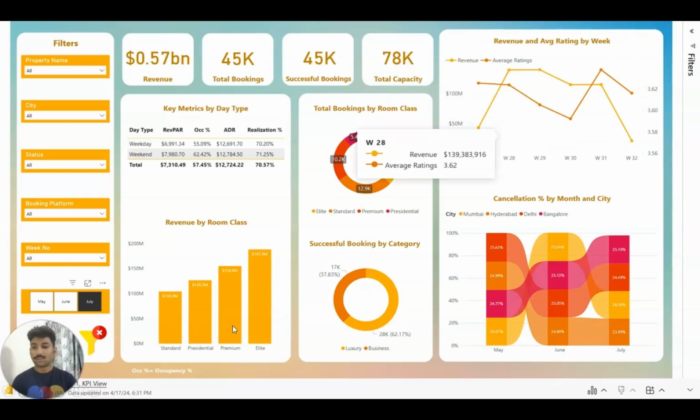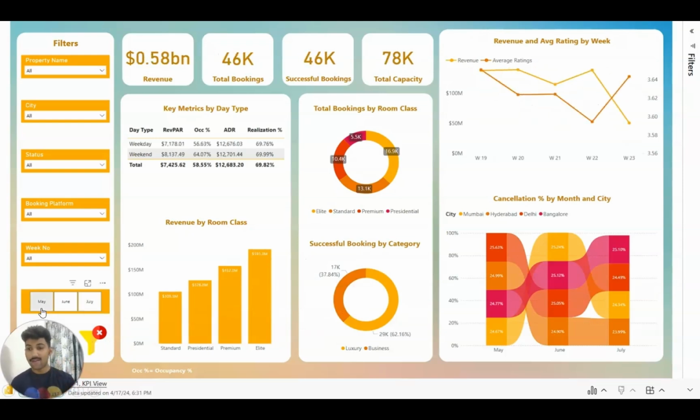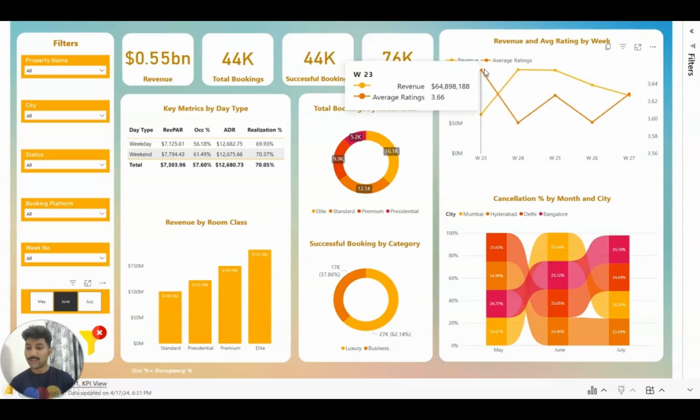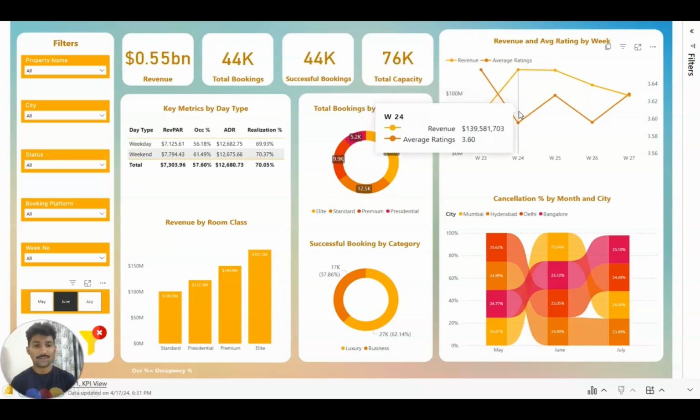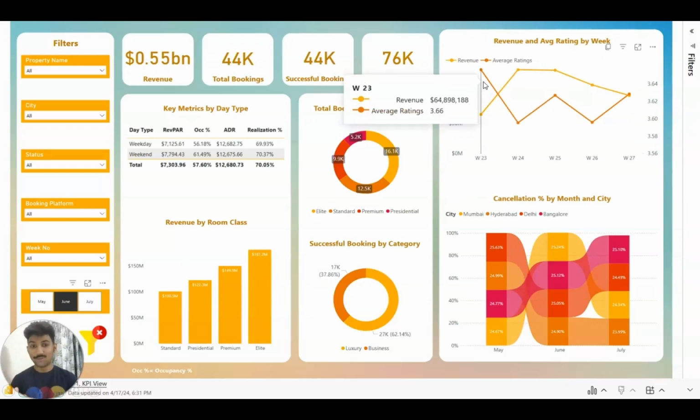Okay, so you got many different dates and times to infer the insight. So now let's clear all the filters. And now we'll check for the overall highest average rating. Now, the next highest, 3.66. We got the highest right now. Then low 63, 63. At week 23, in the month of June, we got the overall highest average rating of 3.66.